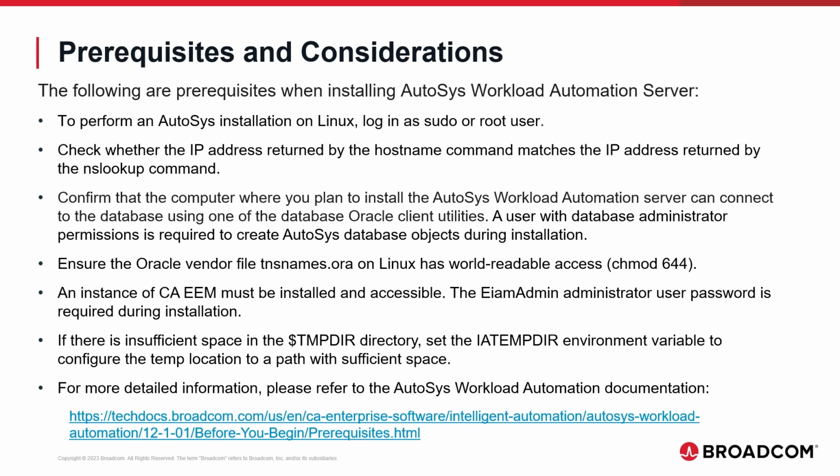Ensure the Oracle vendor file tnsnames.ora on Linux has world-readable access, chmod 644. An instance of CAEM must be installed and accessible. The IAM admin administrator user password is required during installation. If there is not enough space in the $TMPDIR directory, set the IATEMPDIR environment variable to configure the temp location to a path with sufficient space. For more detailed information, please refer to the AutoSys Workload Automation documentation.